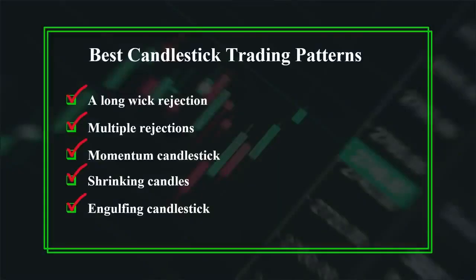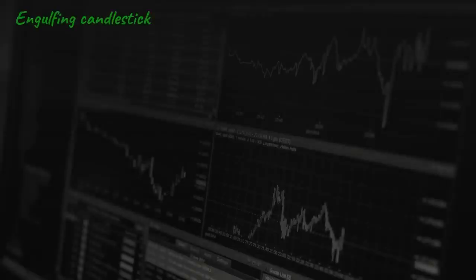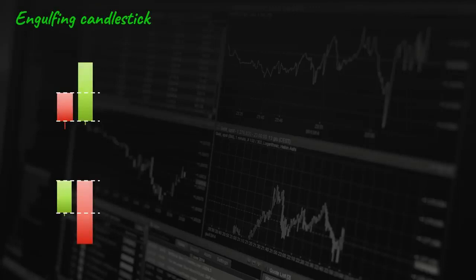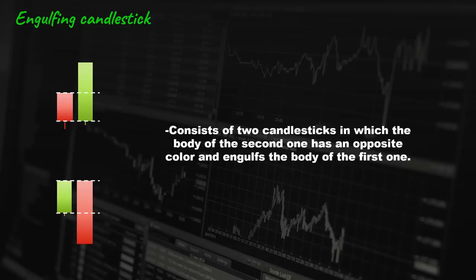Number 5. Engulfing candlestick. Engulfing candlestick formation is one of the most powerful price action reversal patterns, which I'm sure you have all heard of. This pattern consists of two candlesticks in which the body of the second one has an opposite color and engulfs the body of the first one.